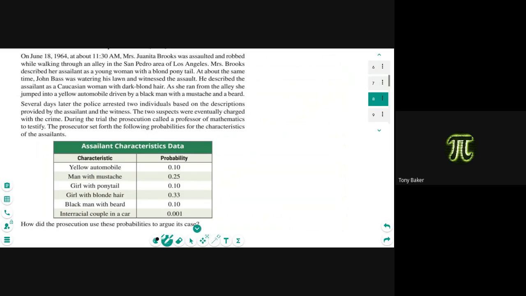So on June 18th, 1964, at about 11:30, Miss Joanna Brooks was assaulted and robbed while walking through an alley in San Pedro, Los Angeles. Miss Brooks described the assailant as a young woman with a blonde ponytail. At about the same time, John Bass, who was watering his lawn, witnessed the assault. He described the assailant as a Caucasian woman with dark blonde hair. As she ran from the alley, she jumped into a yellow automobile driven by a black man with a mustache and a beard.